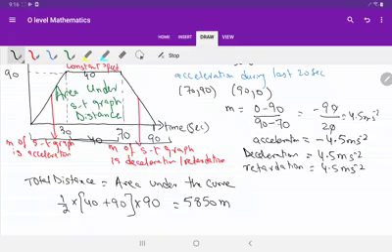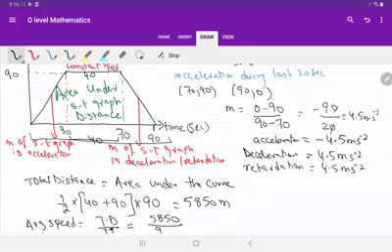So if you are told to find the average speed, it is total distance upon total time, which is 5850 divided by 90. 5850 is the total distance, 90 is the total time, and the average speed is 65 meters per second.